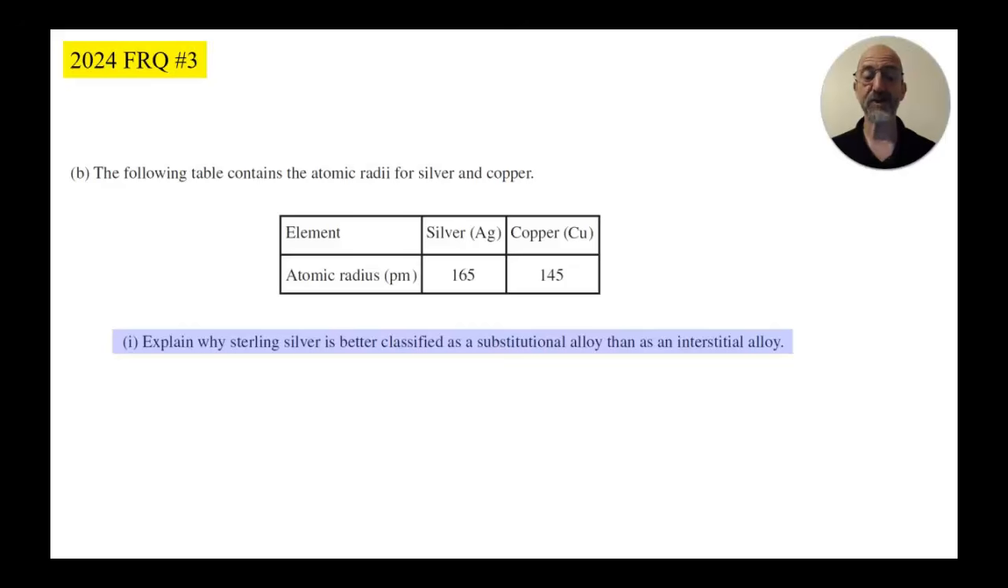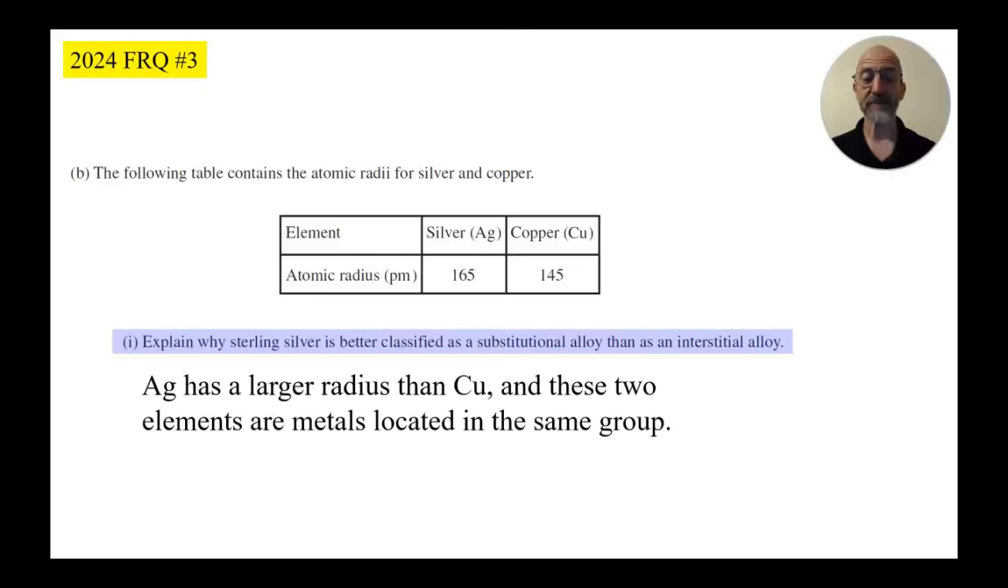They're not making you choose whether it's one type of alloy or the other. You have to explain why it is better classified as a substitutional alloy. And here's what the student wrote. They said silver has a larger radius than copper, and these 2 elements are metals located in the same group. Now that's all true, but they didn't actually answer the question.